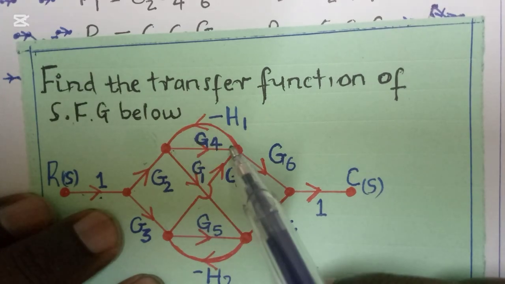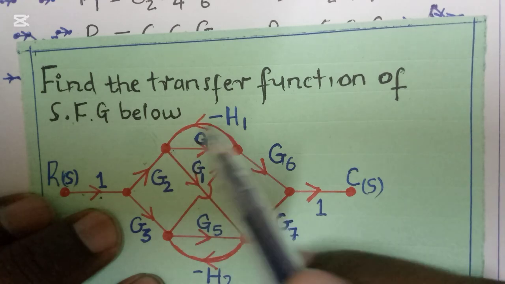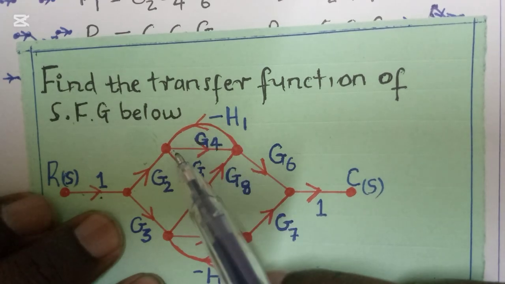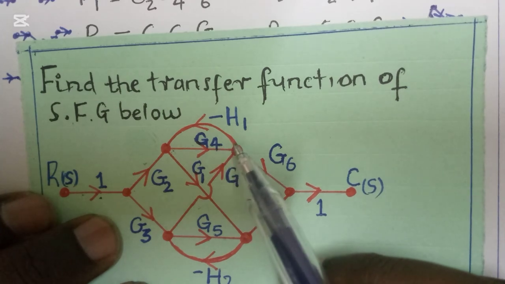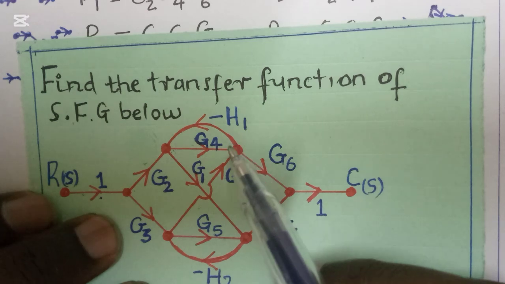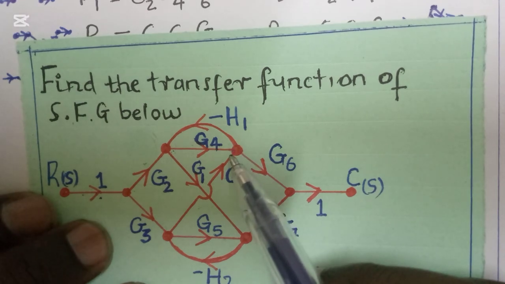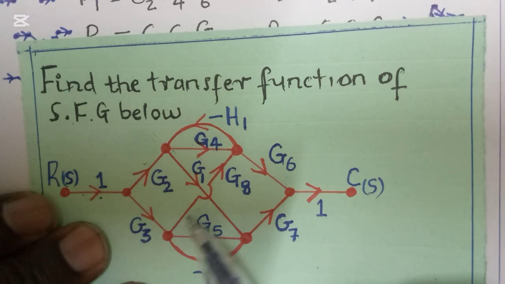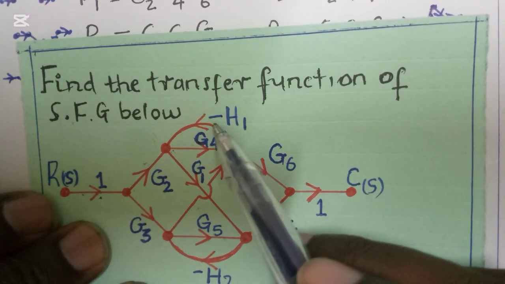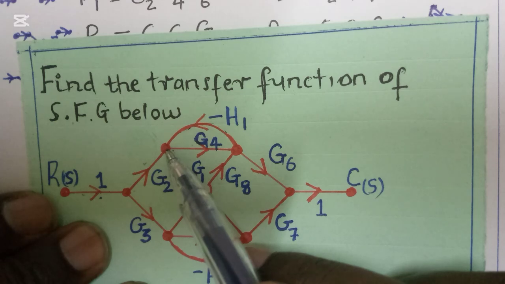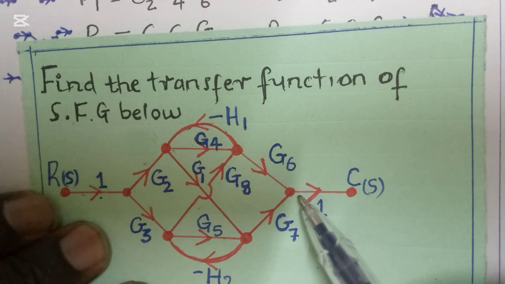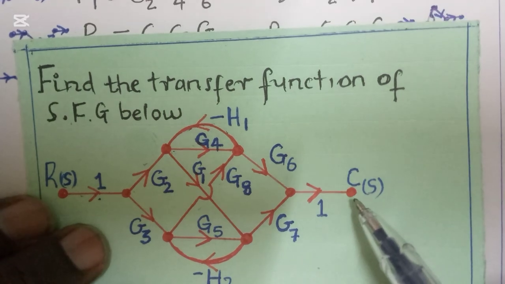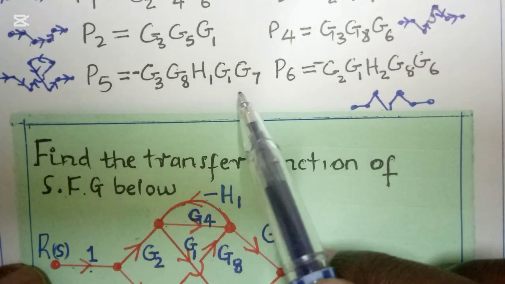Guys, when we come here, we might have some reservation. Maybe somebody can ask, how come? This looks like feedback. Guys, as long as you are not traversing any node twice, that is still a forward path. The problem is where you traverse a node twice. So we can go 1, G3, G8, minus H1. As you can see, we have not touched any node twice. Then you go to G1, and then you go to G7, and then you go to the sink node. And that is what we have here.